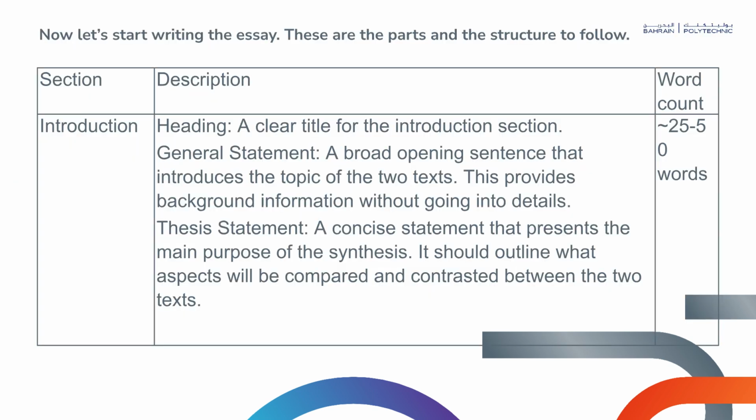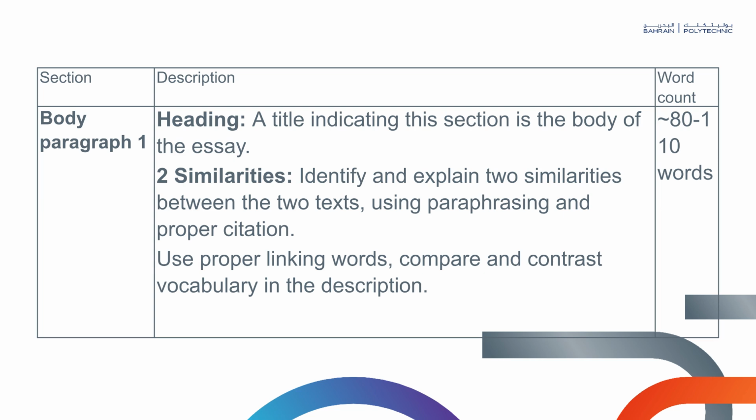Now let's look at the essay structure. The introduction section should be around 25 to 50 words. It needs a clear heading, a broad general statement introducing the topic, and a concise thesis statement outlining the comparison and contrast points. Body paragraph 1 should be 80 to 110 words.